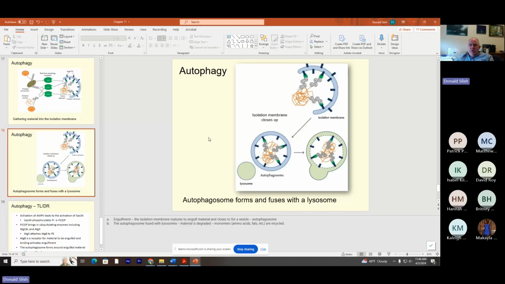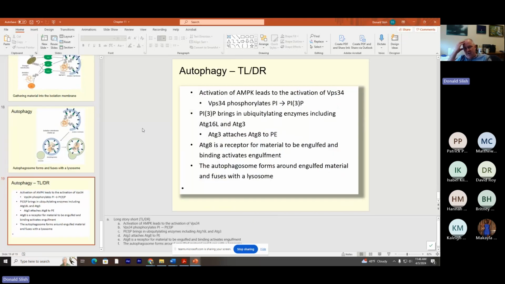Okay. Whew. Autophagy. So quick review of autophagy. So this is kind of the too long didn't read version. Activation of AMPK by AMP leads to activation of VPS34. And that's going to give us our PIP3.